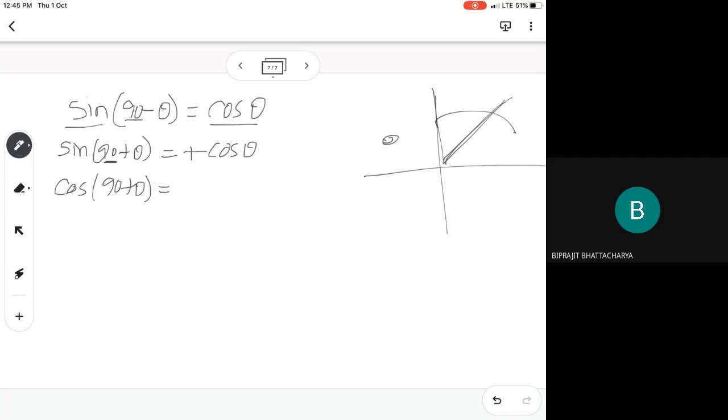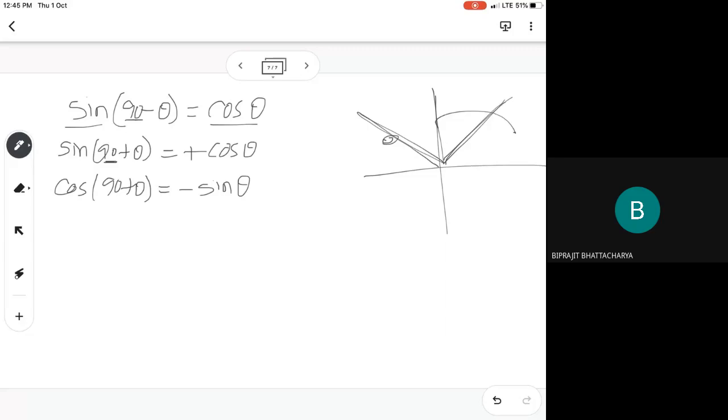Cos 90 plus theta. Theta should be less than 90 degrees here. So when I ask cos 90 plus theta, remember that 90 plus theta is in the second quadrant. In the second quadrant cos is negative, so we have to write negative. And cos changes to sin.